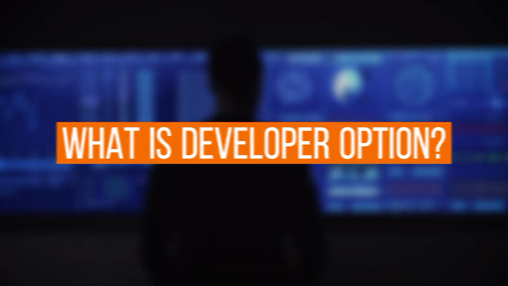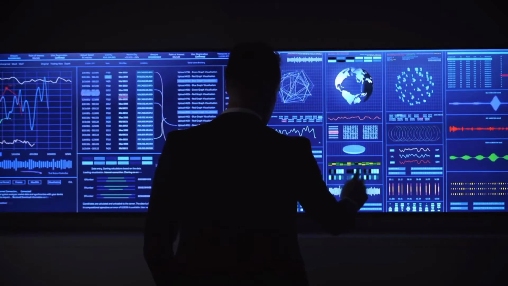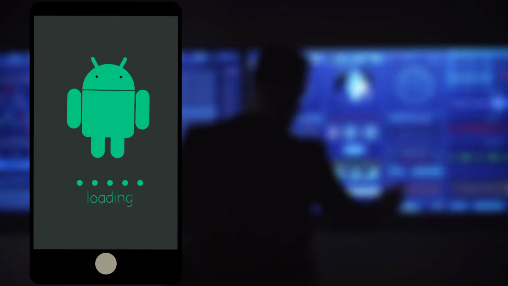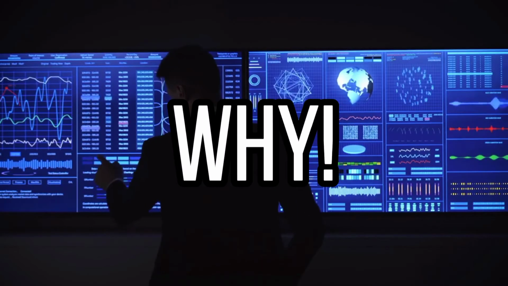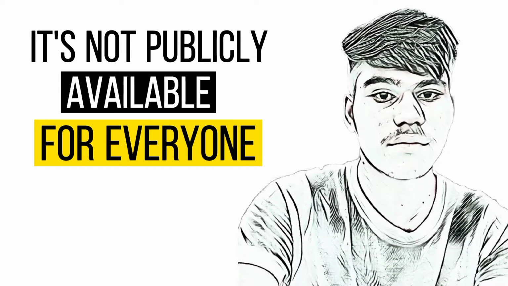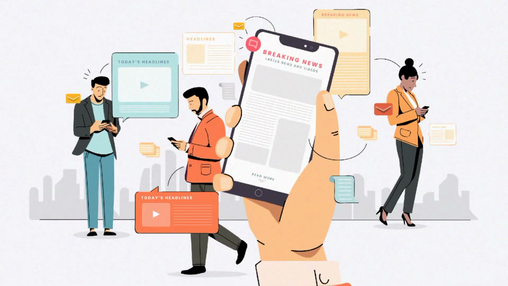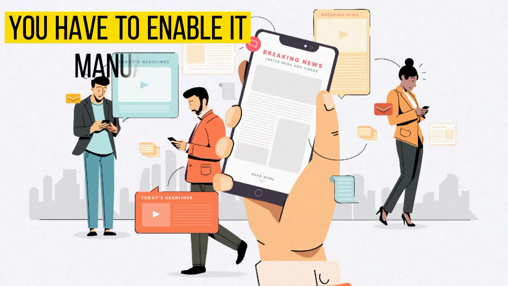What is developer option? In case you don't know, every Android smartphone has a secret setting, and that is called the developer option. The reason why I said secret is because it is not publicly available for everyone. So if you want to use it, then you have to enable it manually.